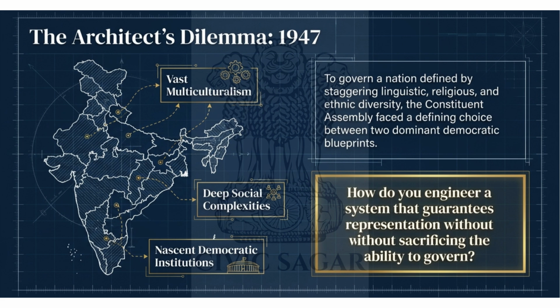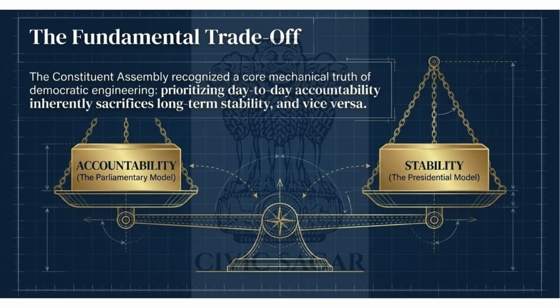Step back into 1947. The air is charged with independence, but the challenges are monumental. The Constituent Assembly inherited a landscape of vast multiculturalism, deep-seated social complexities, and nascent democratic institutions. Their central dilemma: how do you engineer a system that guarantees absolute representation for countless communities without completely sacrificing the structural ability to govern? In constitutional design, there is no perfect machine.